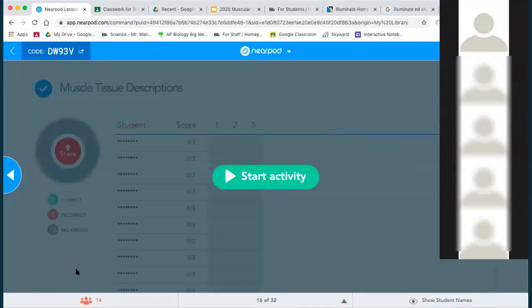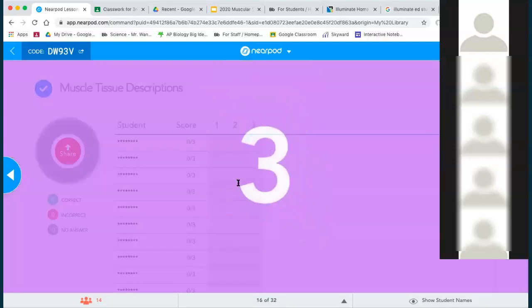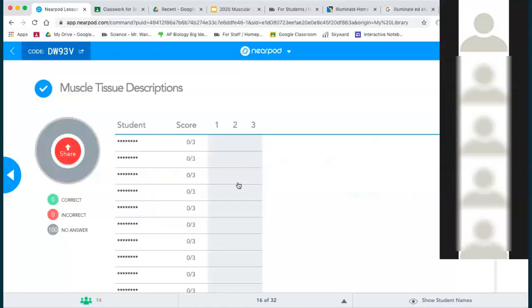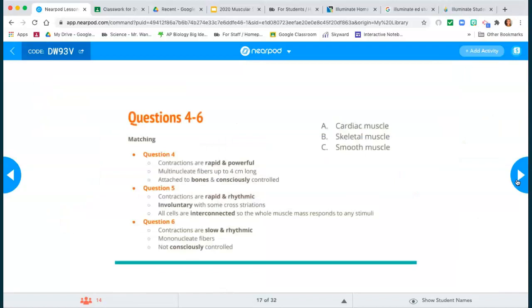So you can recognize them by pictures. Can you recognize them by description? Here's a description of each of the three. You have 2 minutes to complete this task. All right, so you had contraction, rapid, powerful, and attached to bones, skeletal. Number 5, the rapid, rhythmic, involuntary, and interconnected, cardiac. And number 6, slow, rhythmic, and not consciously controlled, smooth.